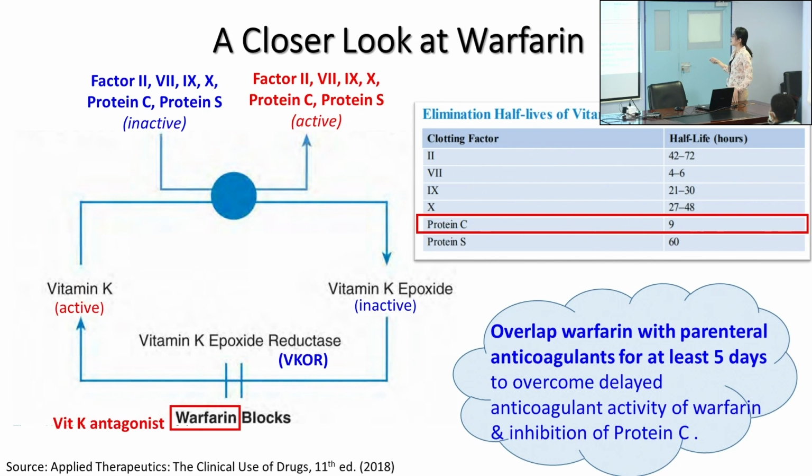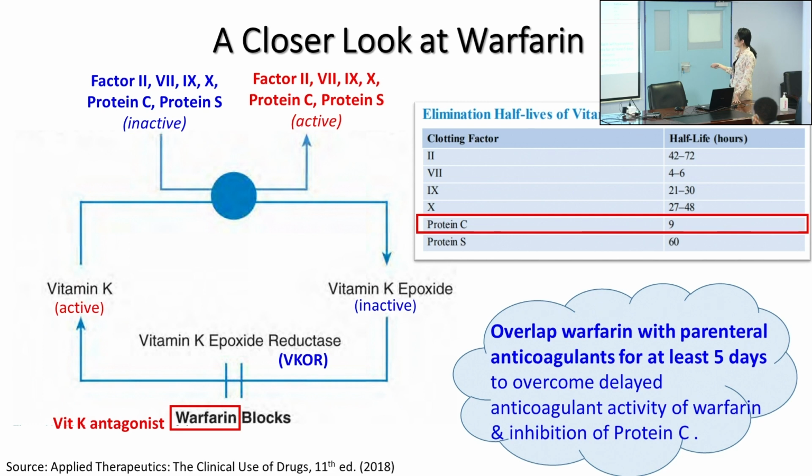However, because they have a longer half-life, you have to wait longer for them to decay. At the same time, you can see that protein C, the one in the red rectangle, has a shorter half-life compared to other factors. Its half-life is 9 hours. So what will happen is that the anticoagulation factors will decay first, and the coagulation factors will decay later. So that's why it will take time for warfarin to achieve its full efficacy.